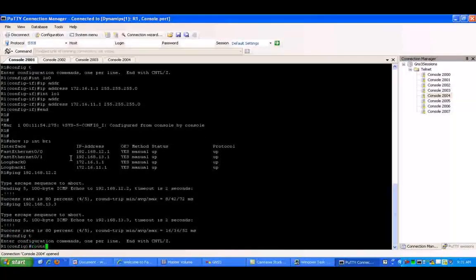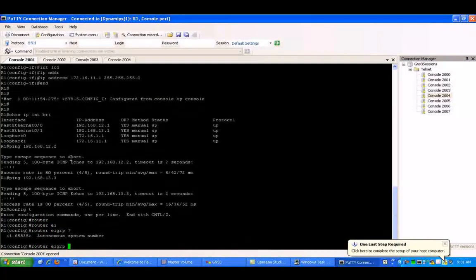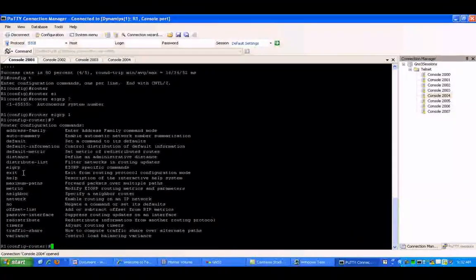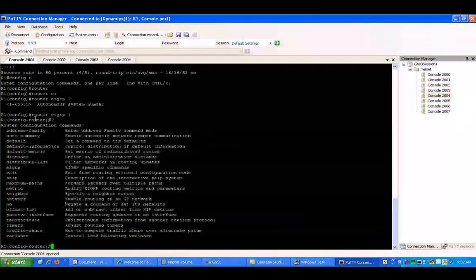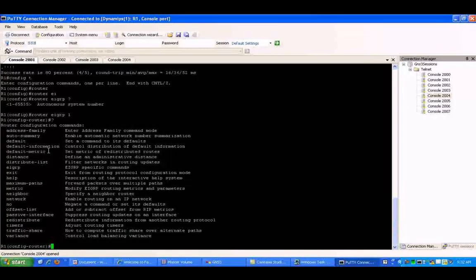First, we're going to go under global configuration mode, and then we are going to do the command router EIGRP, and under here is where we specify the autonomous system number. We're going to make the AS number the same for all the routers. We'll just make it 1. And as you can see, if we do a question mark under EIGRP router configuration mode, we have a lot of different options.